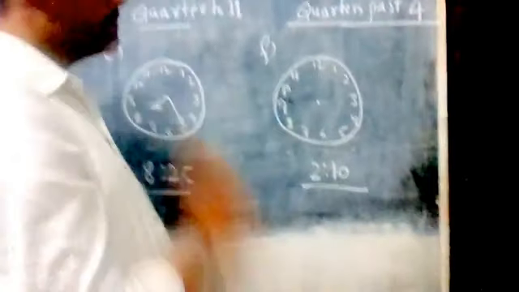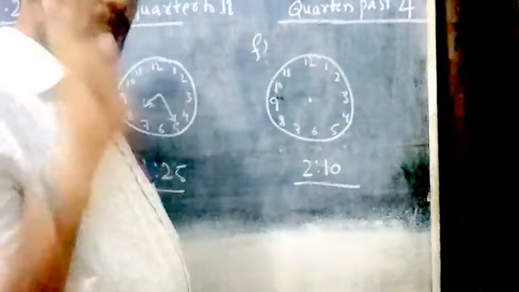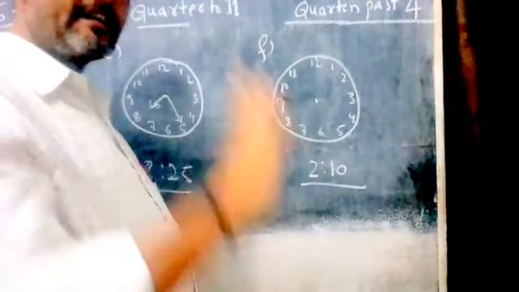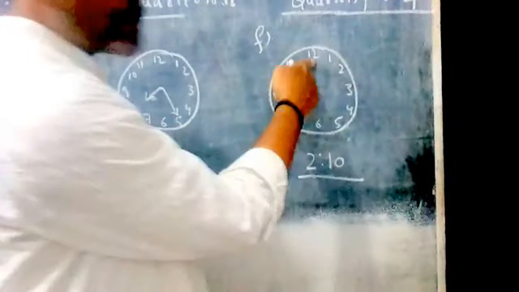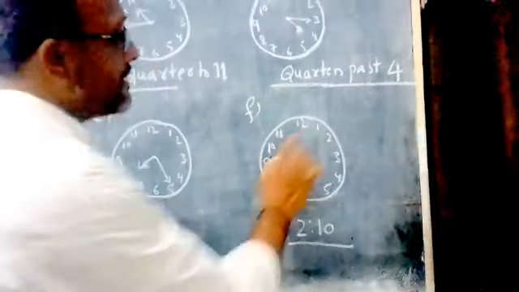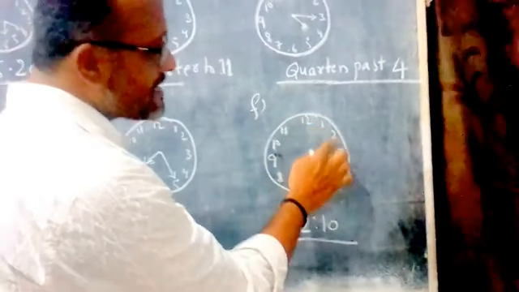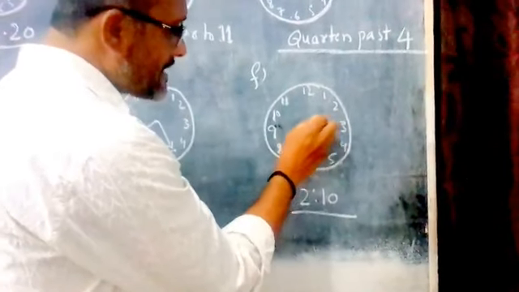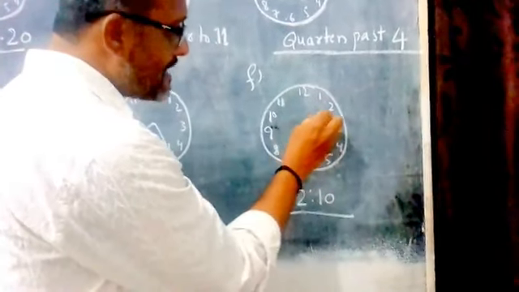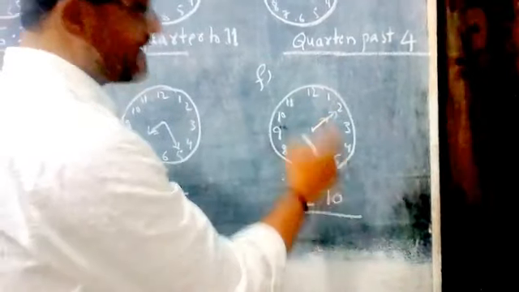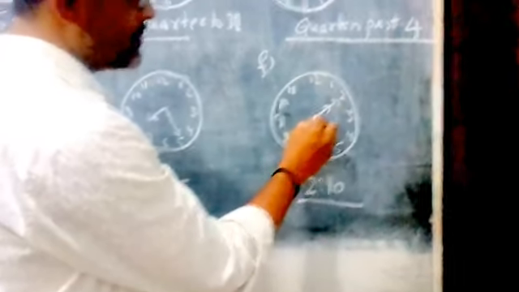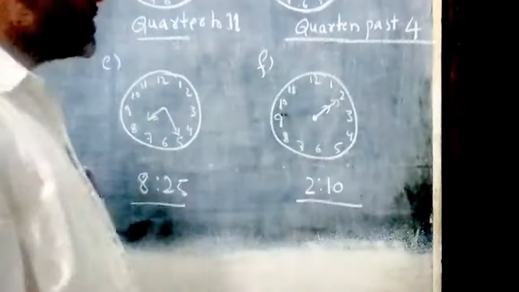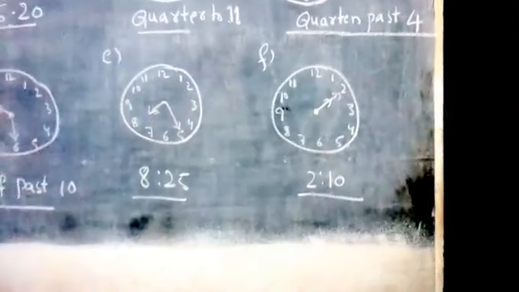Okay, coming on to the last, 2:10. 2 o'clock means the short hand represents 2, and at 10 minutes it is also on 2, because when the long hand comes to 12 it will be exactly 2 o'clock. Then if you count 10 minutes, 5 minutes, 10 minutes, both hands will be on the same 2. This is the short hand whereas this is the long hand. So it is 2:10. So here we complete our question number 1 as well, and question number 2.